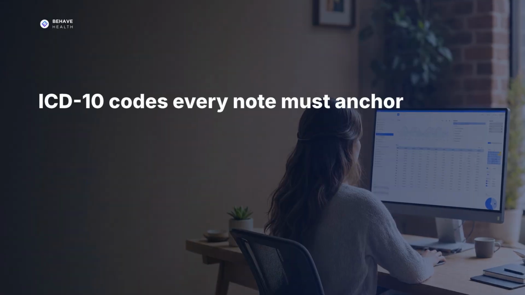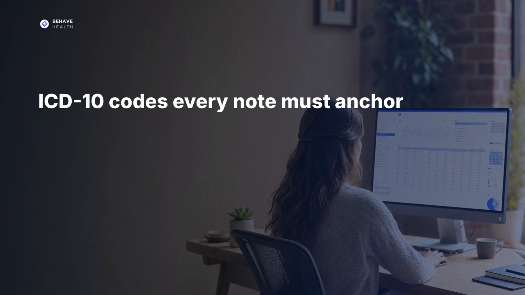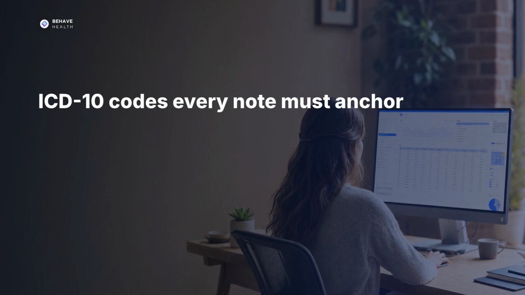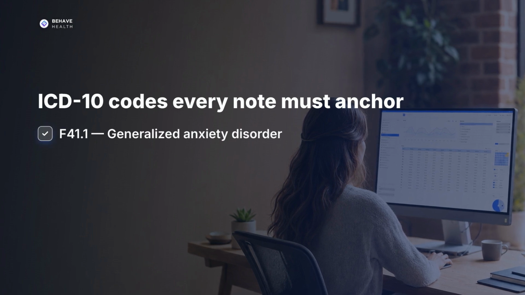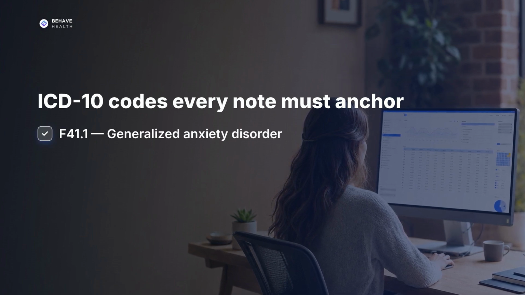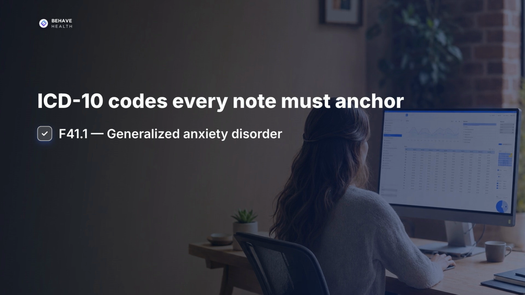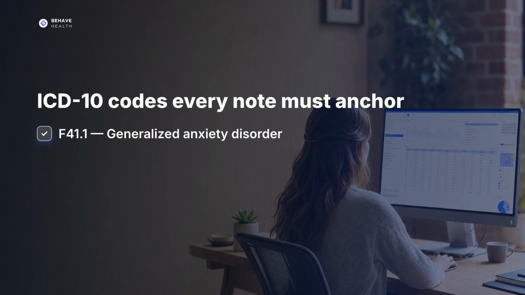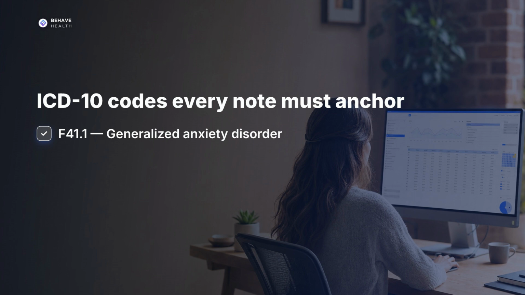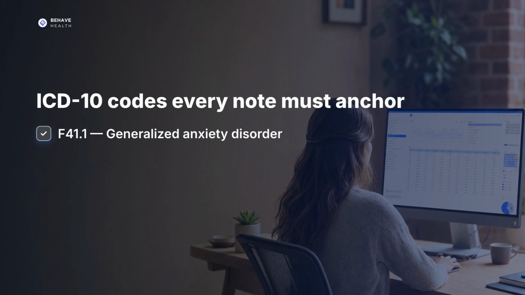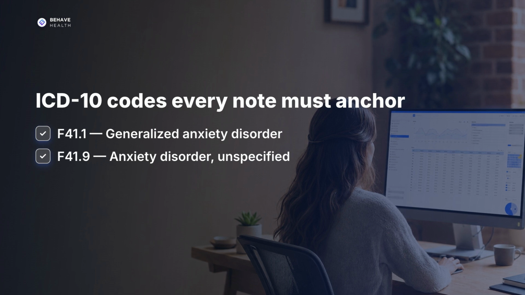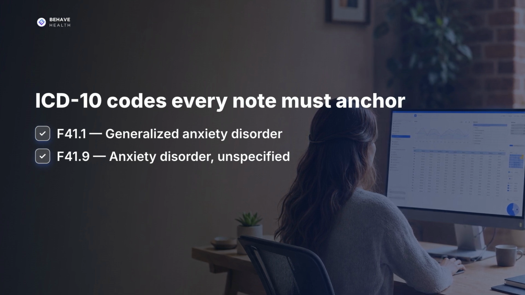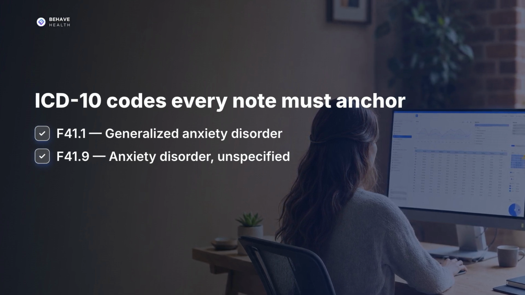Every reimbursable progress note needs an ICD-10 anchor that matches the active diagnosis on the treatment plan. F41.1 is the highest volume ICD-10 code in behavioral health. A GAD-7 score in the note is the most defensible evidence of medical necessity for F41.1 sessions. F41.9 is the most searched unspecified anxiety code. Use it when the presentation does not yet meet GAD criteria.